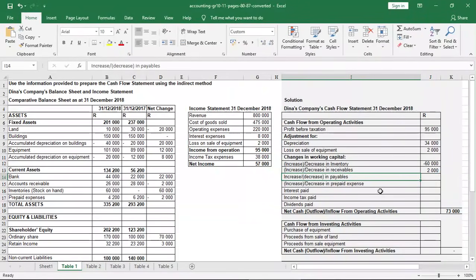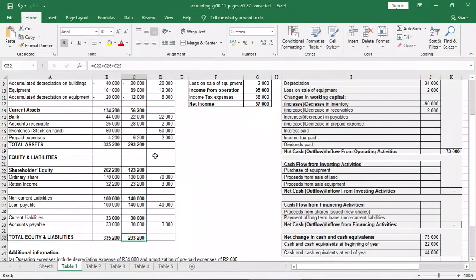And then increase or decrease in payables, we go to our current liabilities section. If there is accounts payable, previous period it was 30,000, now it's 33,000. That means it has increased. If our payables have increased, we put it as a positive, because we assume that we got more money from our creditors, or we didn't pay them, or we took more on credit, so there was no cash outflow. So we put 3,000 rand in positive.